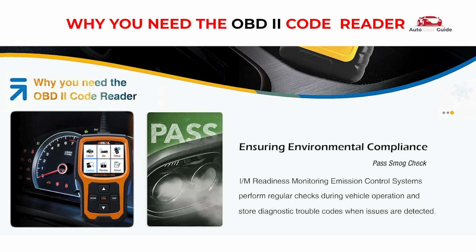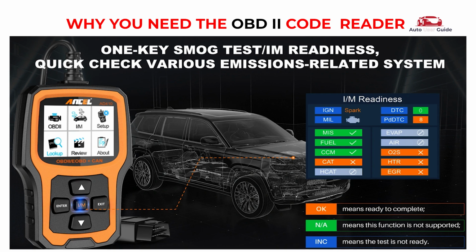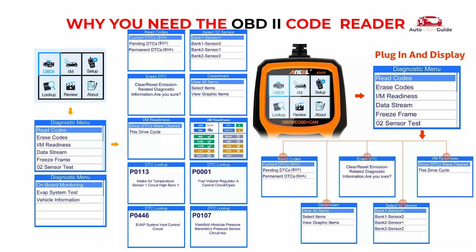I/M Readiness Monitoring. Emission Control Systems perform regular checks during vehicle operation and store diagnostic trouble codes when issues are detected. Quickly get the fault codes definition. No Google search. Quick emission inspections. Get ready for the annual smog check. View real-time data with engine on.